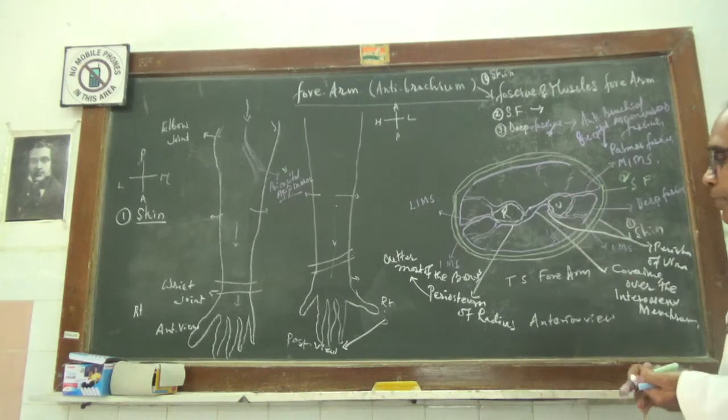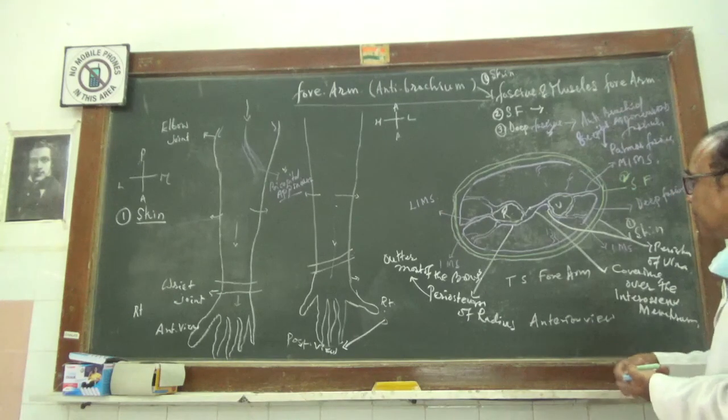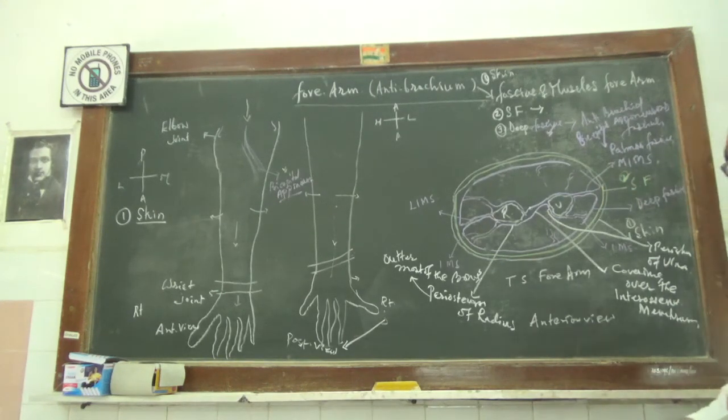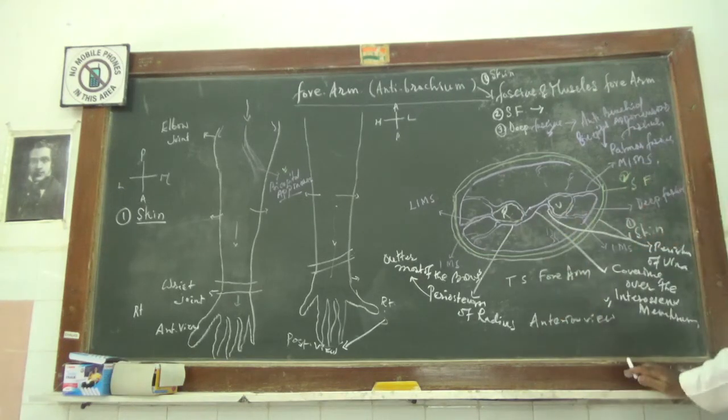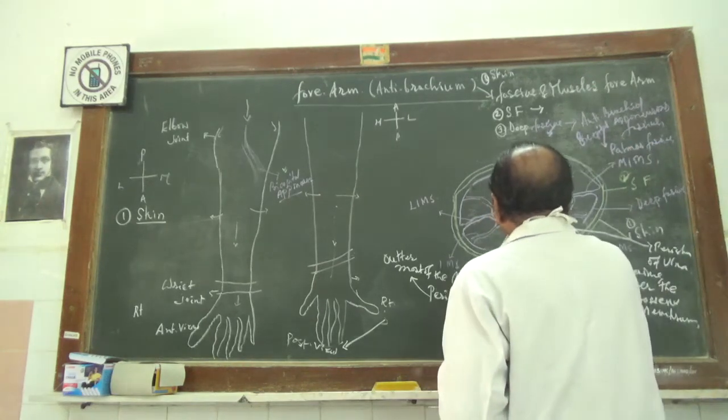So like this, you form the deep fascia. The deep fascia will have all of these, which you have to remember: the medial intermuscular septum, the lateral intermuscular septum, other intermuscular septa, and the periosteum, and it forms the interosseous membrane with the periosteum of the radius and the ulna. Now the question comes, by means of the lateral and medial intermuscular septum, you will have the compartments.